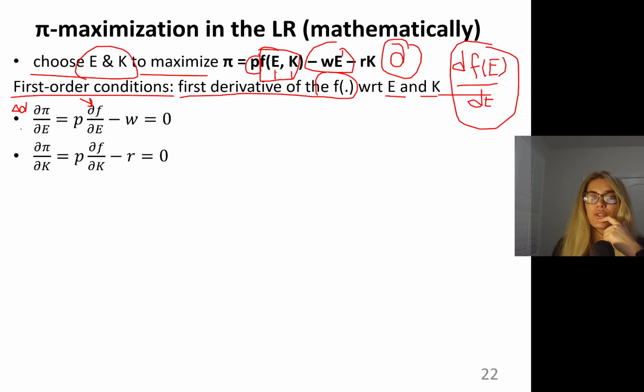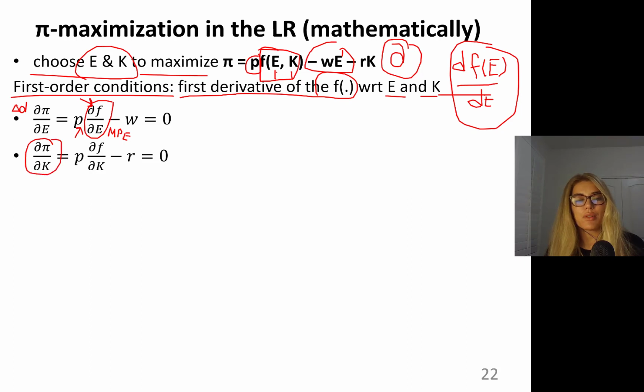Same thing we do. This is exactly what we had before, right? Price times marginal product of employment, labor. So this means, in English, if I increase labor employment by 1 unit, what's going to happen to my quantity output level? We do the same thing with respect to capital. This is an important part.